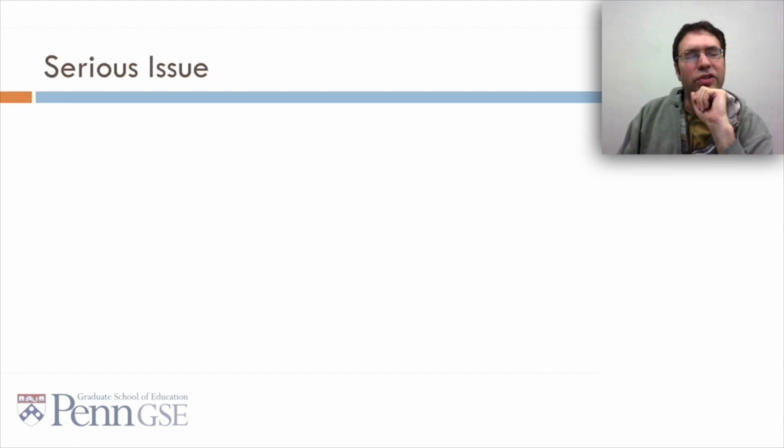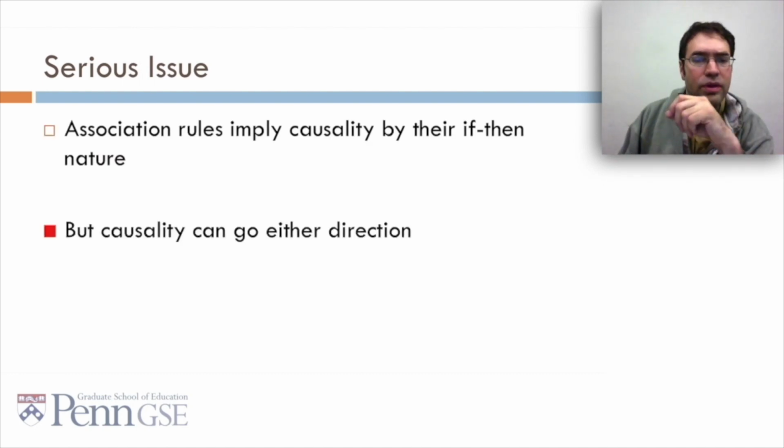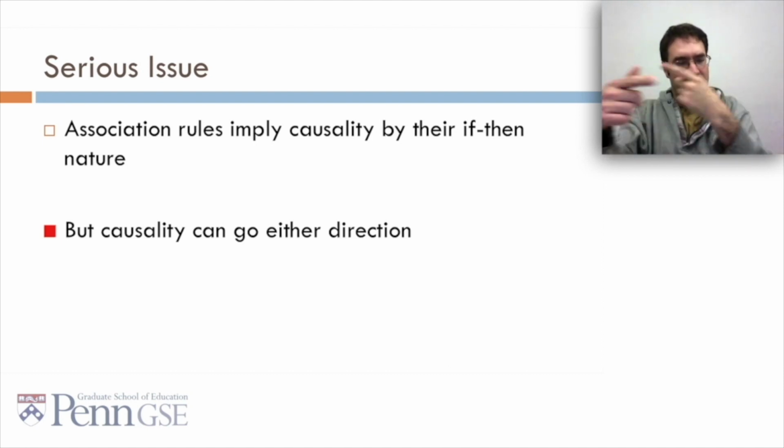I'd like to bring up a serious issue with association rule mining, and especially relevant to the previous lecture. Association rules apply causality by their if-then nature. But causality can go either direction.